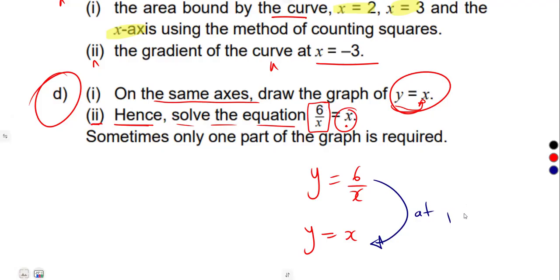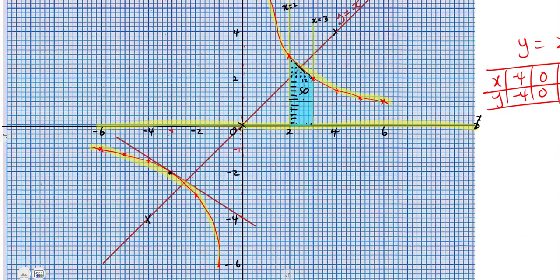At the point of intersection. So we simply consider the points of intersection. That's where our solutions are, where the two graphs intersect: the graph of y is equal to 6 over x, and the graph of y is equal to x. So where do they intersect? That's where our solutions are. So they intersect here and also intersect here. So what are the x values at the point of intersection of these graphs?